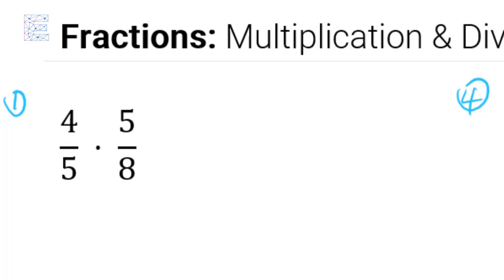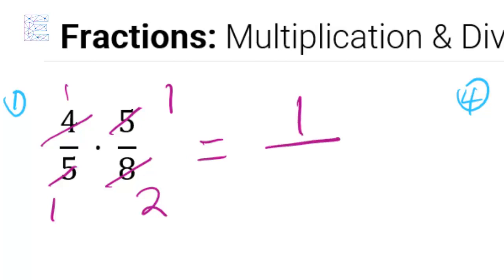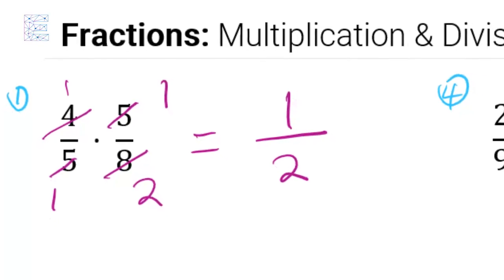So let's once again work question 1. 4 and 8 do have a greatest common factor. We can simplify those by 4. 4 goes into 4 one time. 4 goes into 8 twice. Also, the 5 and the 5 can be simplified because the greatest common factor is 5. 5 goes into 5 once. 5 goes into this 5 once. And now what we have left is 1 times 1 up top. And on the bottom, we have 1 times 2, which is again 1/2, like we found in the previous question.